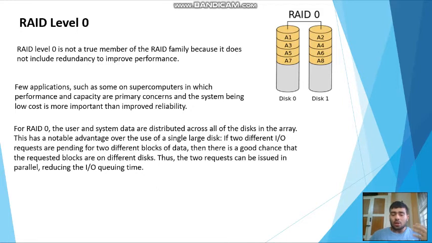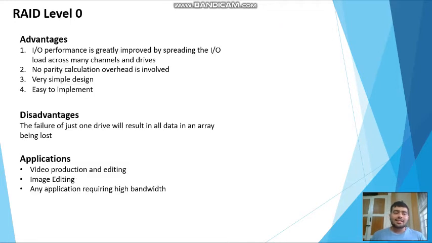So let's look at some advantages, disadvantages and applications of RAID 0. The first advantage of RAID 0 is that input-output performance is greatly improved by spreading the input-output across various disks. There is no parity calculation involved, and hence you save on time. It's a very simple design and very easy to implement, hence that counts as a bonus. The disadvantage is that the failure of just one drive will result in the array's data being lost and you can never recover it back. That is RAID level 0's disadvantage.